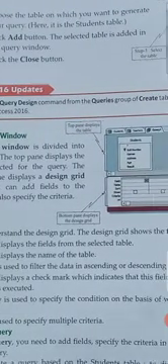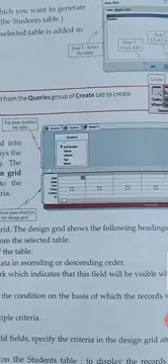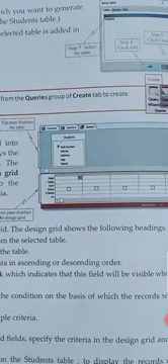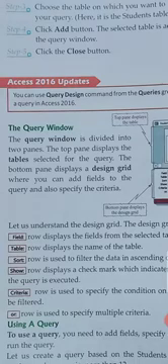We can use the Query Design command from the Queries group of the Create tab to create a query in Access 2016. Now the query window. The query window is divided into two panels, means two parts. The top pane displays the table selected for the query. The bottom pane displays a design grid where we can add fields to the query and also specify the criteria. Like this, we have two panels. First displays the table and second displays the design grid. In this, we can add field, table, sort, show, criteria or.